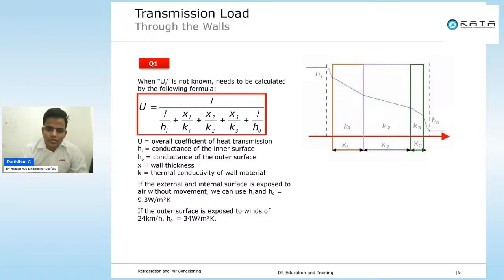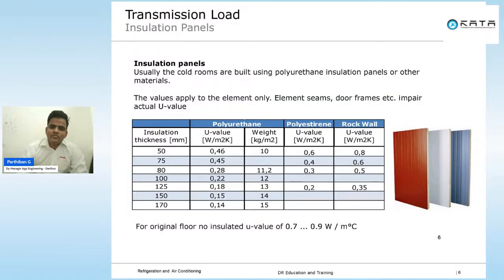But if you go to the next slide, I'll explain. If you see this slide, this is the table where the U factor values of different insulation with different thickness are tabulated. If you're using polyurethane foam where the thickness is 50 mm, then the U value is 0.46. At a thickness of 150 mm, it is 0.15. If you keep on increasing the thickness of the material, then the U value will reduce.